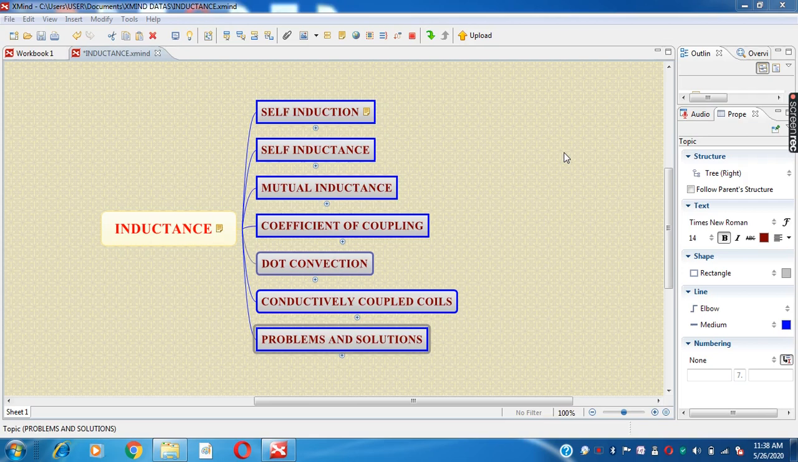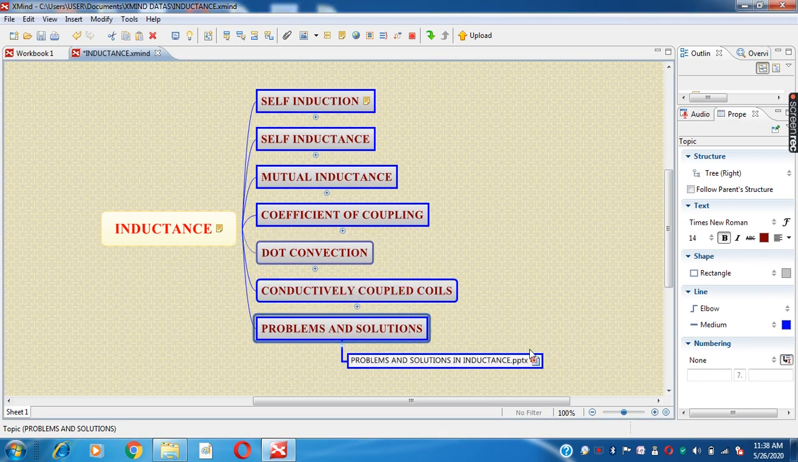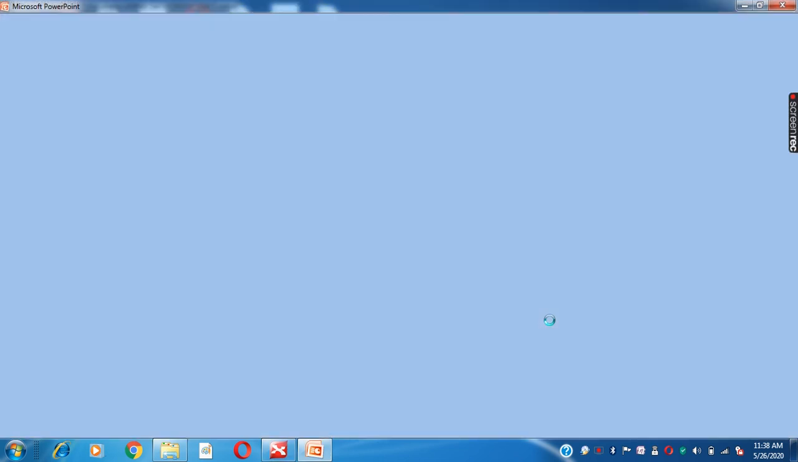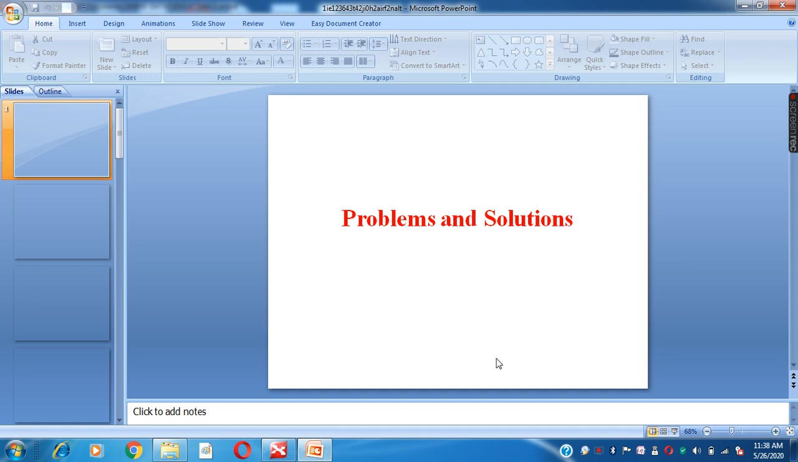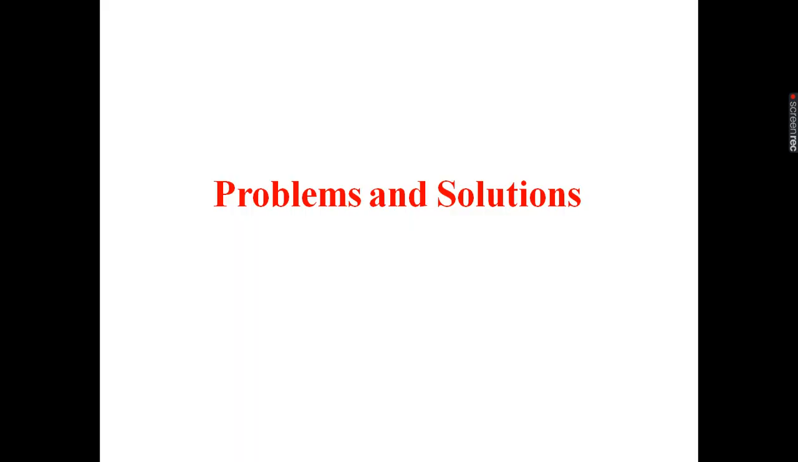Inductance. So far we have discussed some important topics in inductance. Now we are going to discuss a few problems in inductance. So let us take the first problem. The problem is to calculate the effective inductance of the circuit shown below.